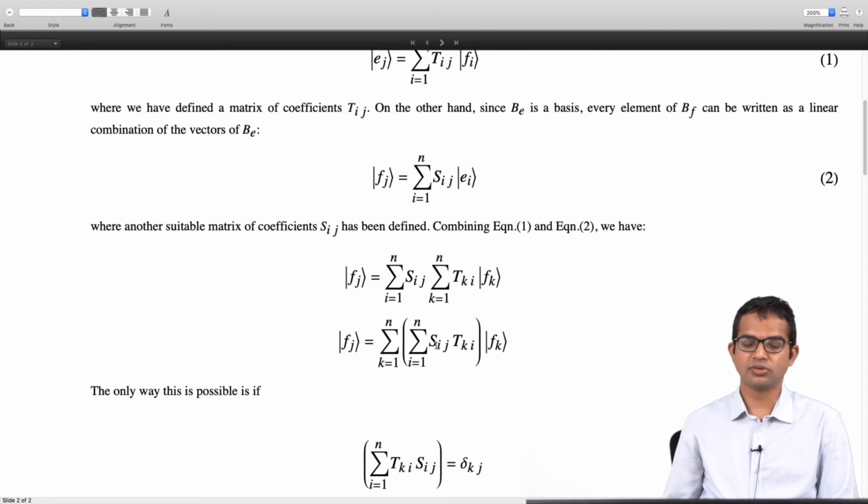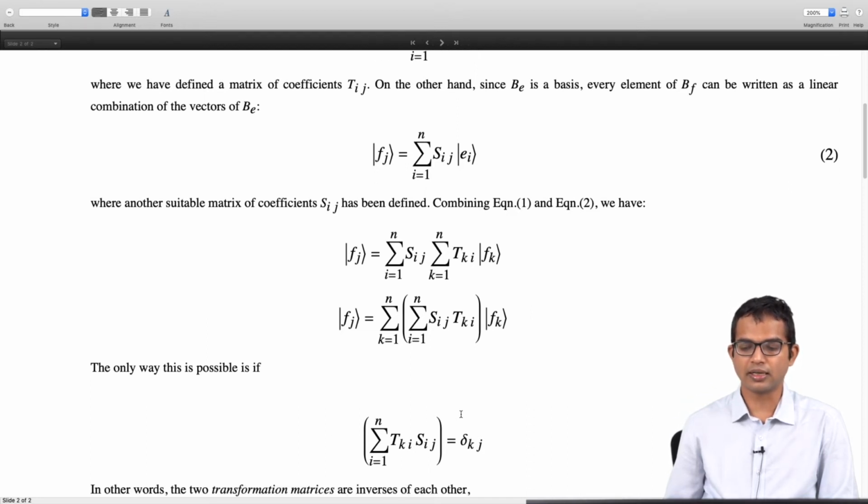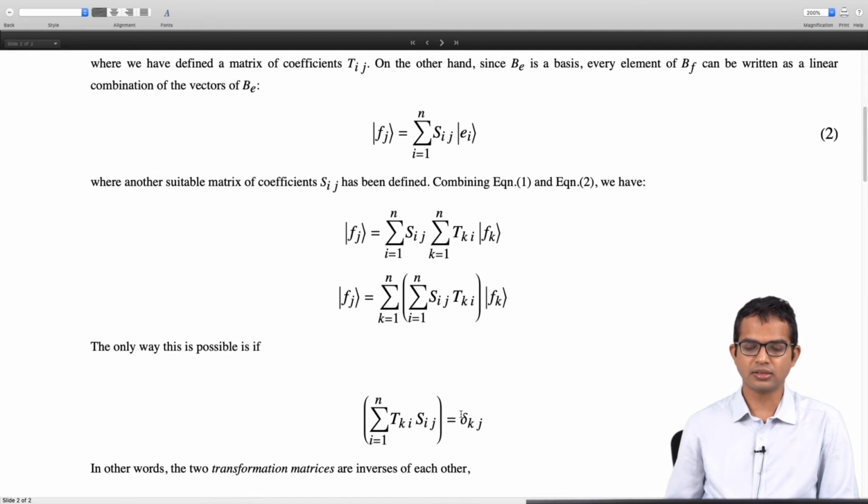Then you see that this is in the form of the product of two matrices. If I think of T and S as two matrices, then their product must satisfy this condition. It's going to be a diagonal matrix, and in fact all the elements in the diagonal must be 1. Only then will you get back Fj. You have a sum over k, but all these coefficients except when k is equal to j must be 0, and when k equals j it must be 1. The compact way to represent this is to say that this summation is the Kronecker delta kj.